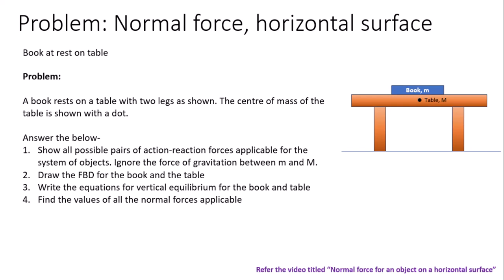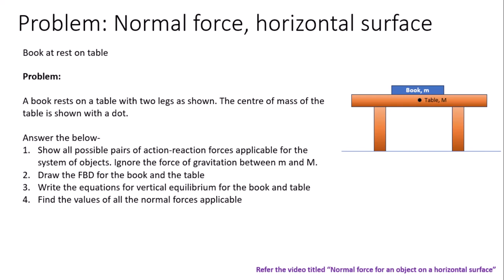Let's do a simple but interesting problem related to normal force on a horizontal surface. This is the case of a book at rest on a table, as shown in the picture. A book rests on a table with two legs as shown. The center of mass of the table is shown with a dot, and we have to answer the following.